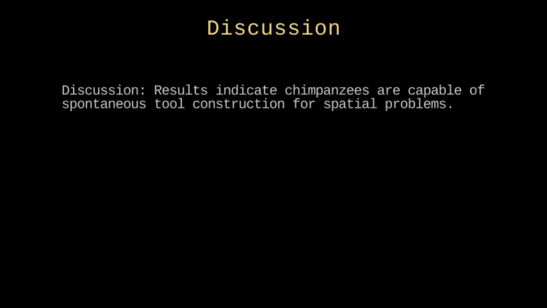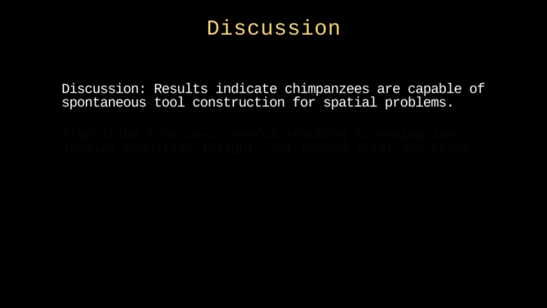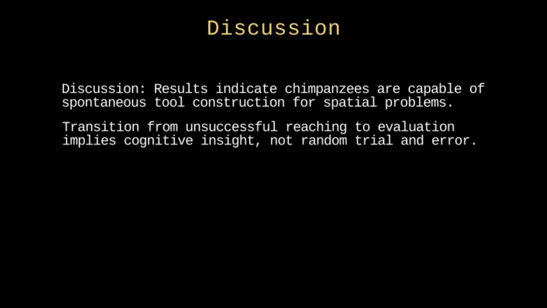Discussion. The results of this behavioral trial indicate that chimpanzee Pan troglodytes is capable of spontaneous tool construction to solve immediate spatial problems. The behavioral transition from repetitive, unsuccessful reaching to manual object evaluation strongly implies that the final solution was the result of cognitive insight rather than random trial and error.